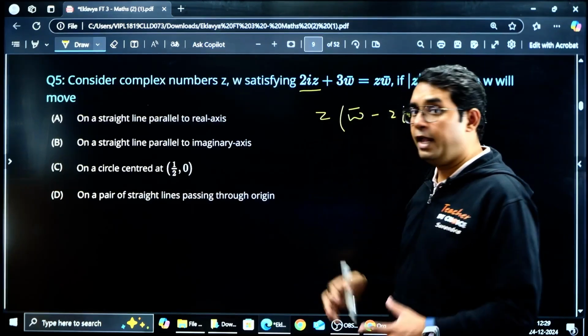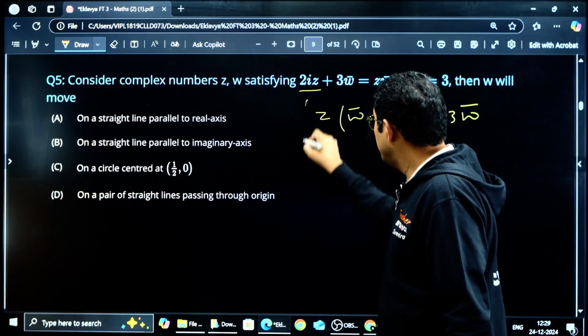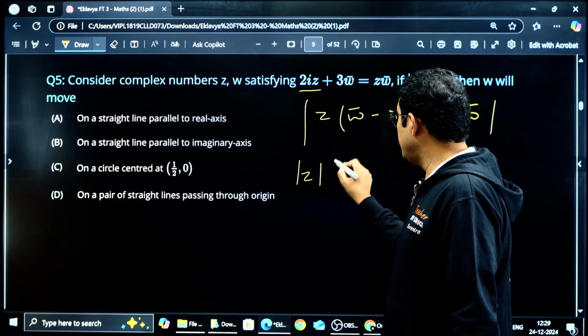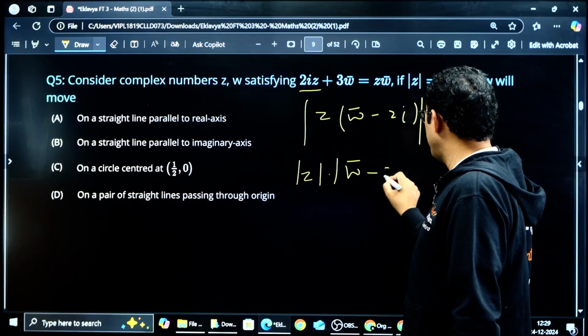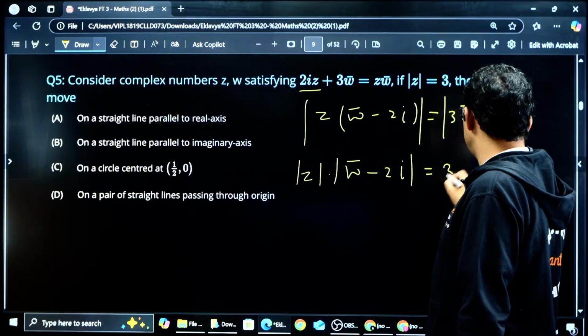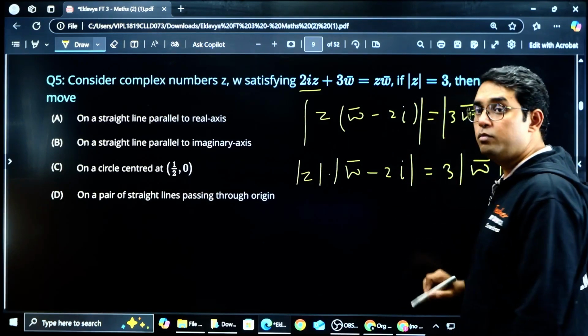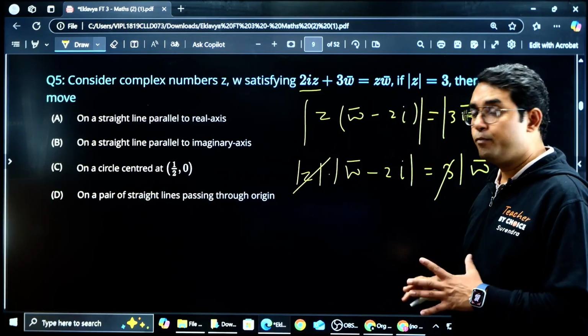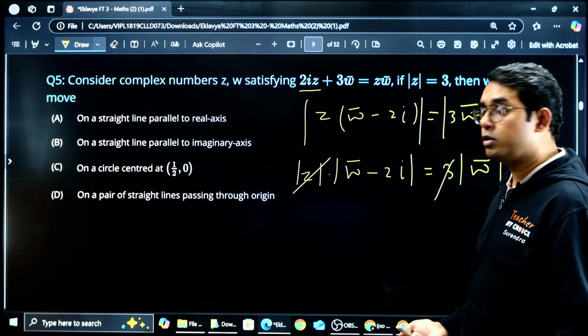Okay, now if I take mod both sides, we can use the property that mod of z into mod of w bar minus 2 iota is equal to 3 into mod of w bar. Mod of z is 3, so this will cancel this 3, so we are left with mod of w bar minus 2 iota is equal to mod of w bar.